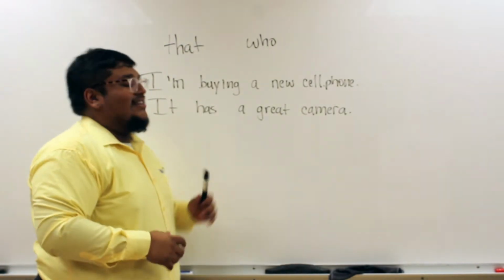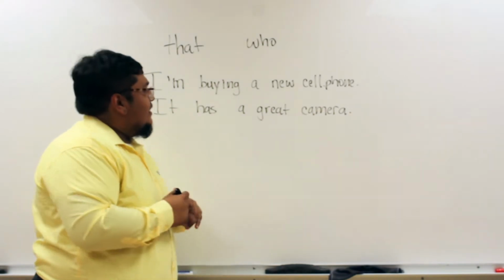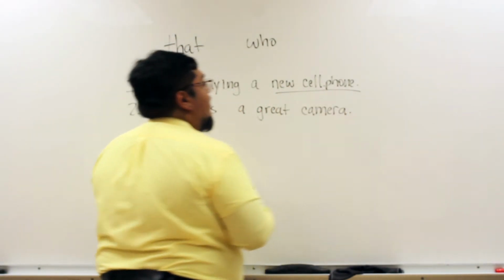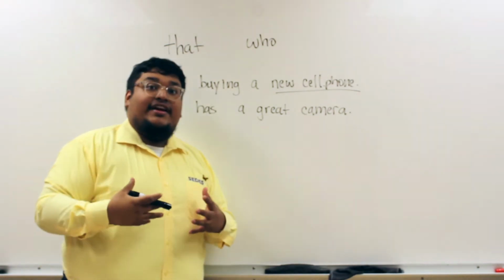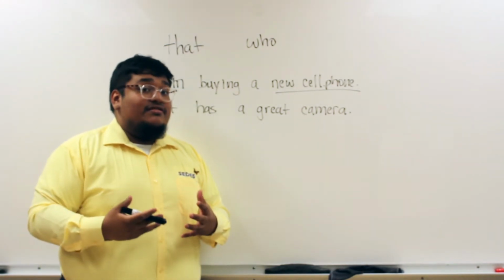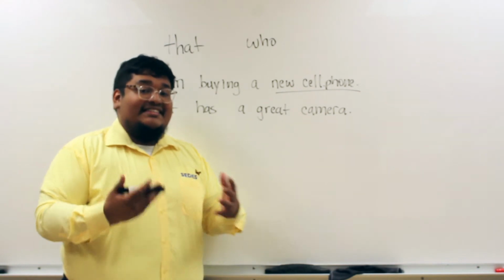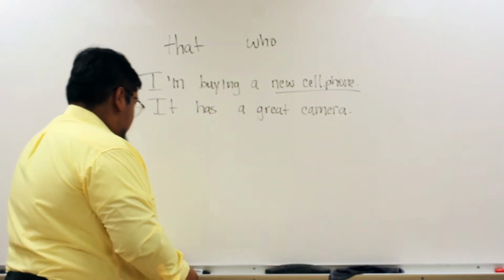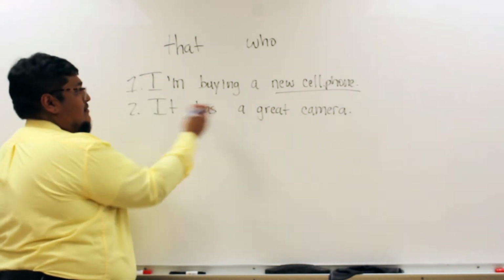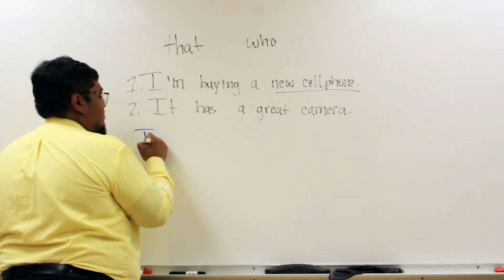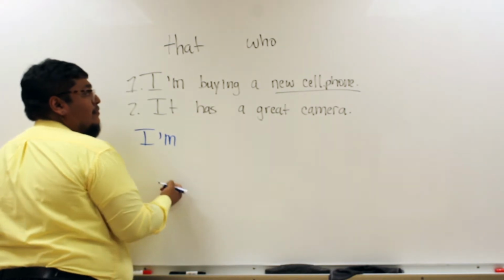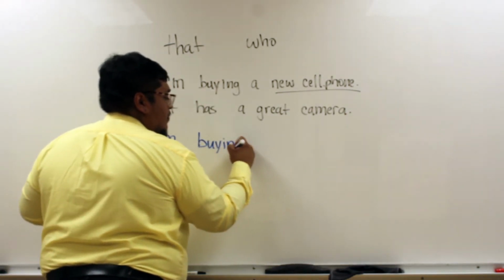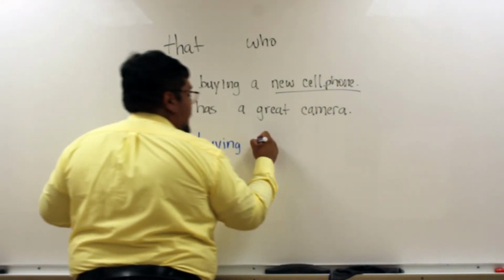So how do we combine these two sentences? What are we talking about here? We're describing the cell phone. Okay? So, let's ask ourselves again. A cell phone, is it a person or is it a thing? It's a thing. So we're going to be using the word that. Okay? So our new sentence, we still want to start with this one. So I'm buying. And what are we buying? A new cell phone.